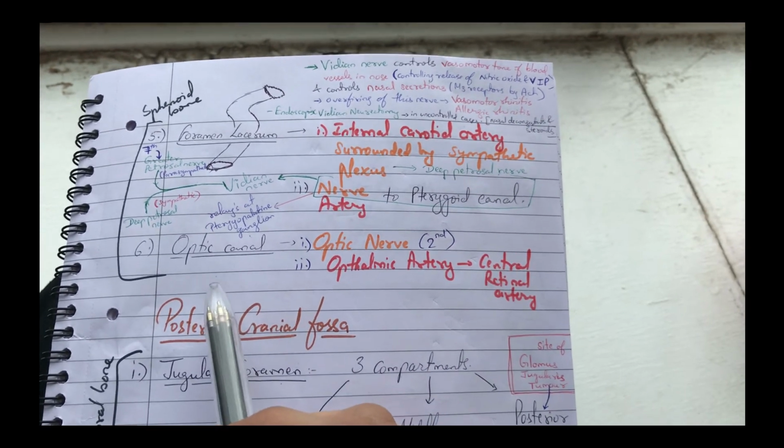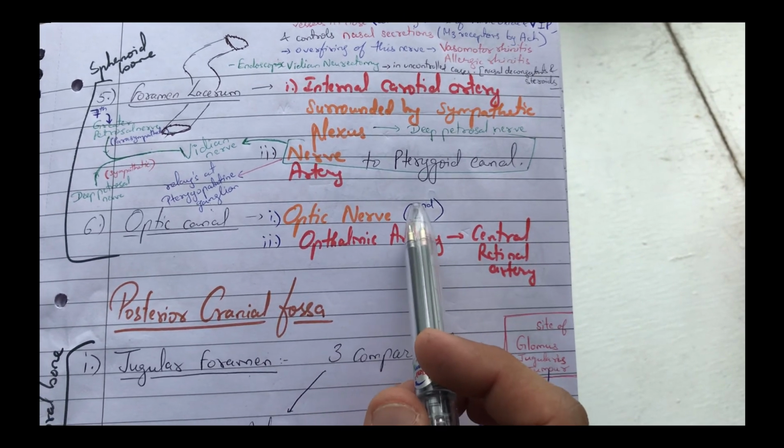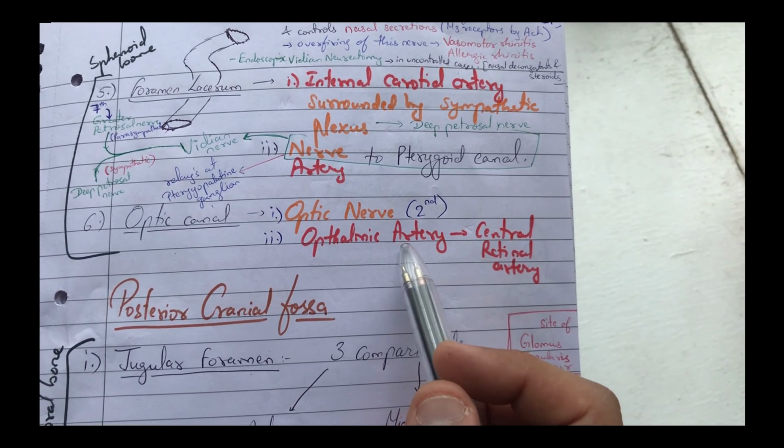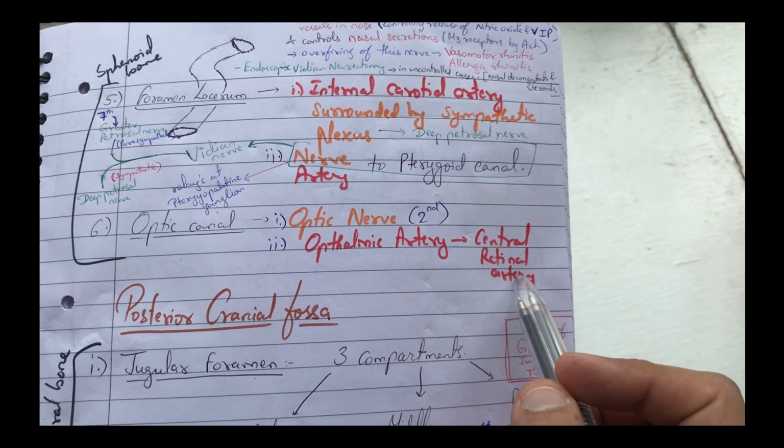Okay. Now one more is the optic canal. It possesses the optic nerve, the second cranial nerve, and the ophthalmic artery, which branches out to the central retinal artery. Okay.